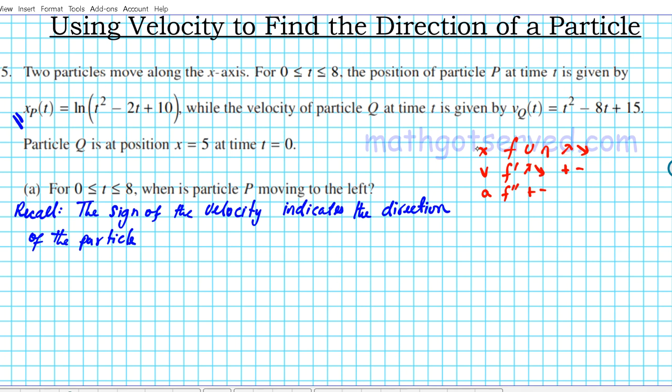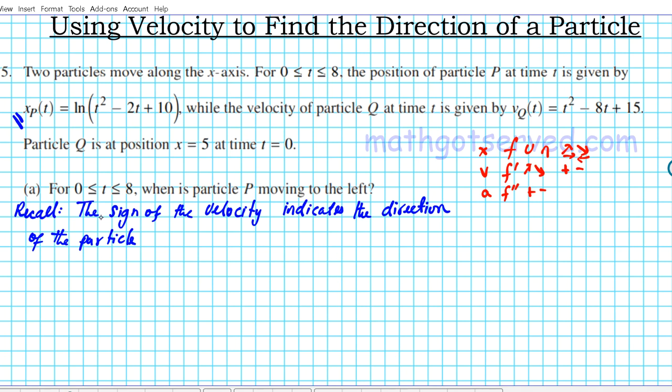Now, how do you adapt it to the position situation? If the velocity is positive, the position is increasing, which basically means it is moving to the right, farther and farther away from the origin. And when the velocity is negative, the position is decreasing, basically meaning that it is moving to the left, closer and closer to the origin. Basically, the distance from the origin is decreasing.